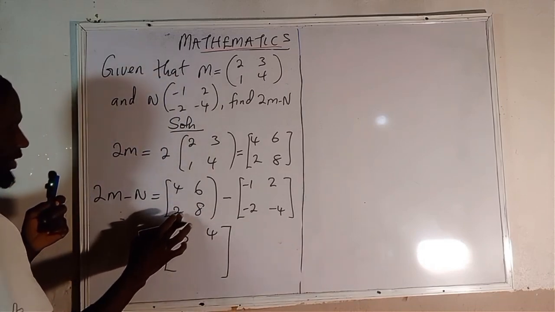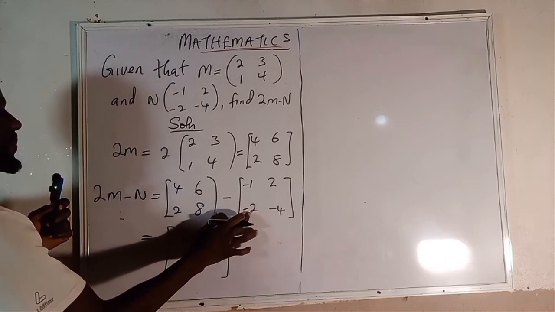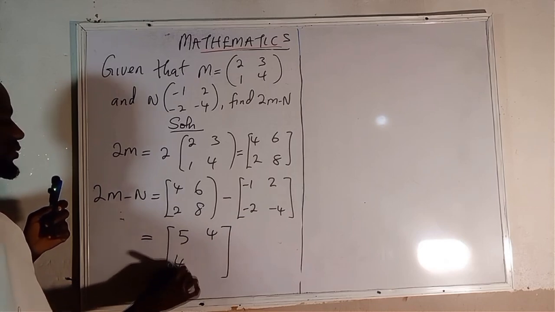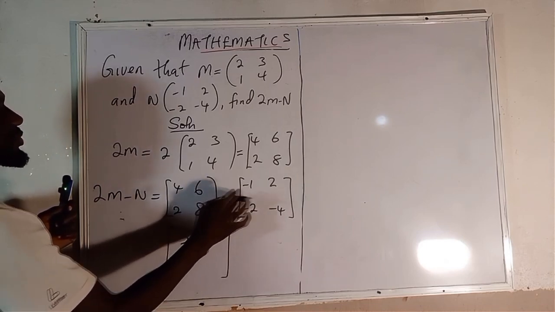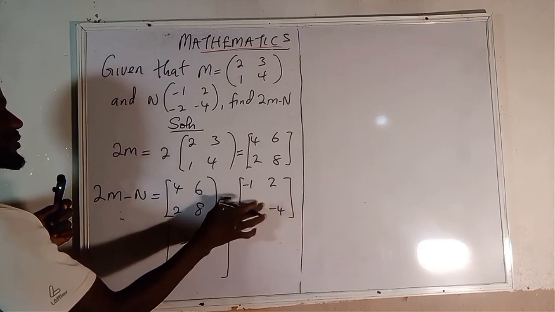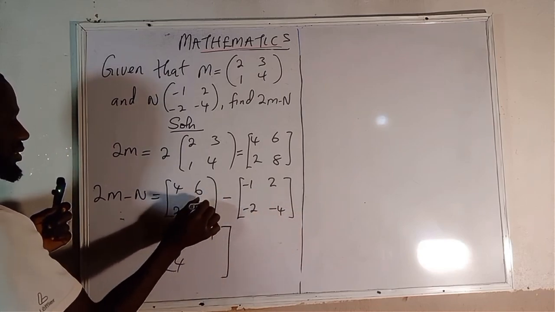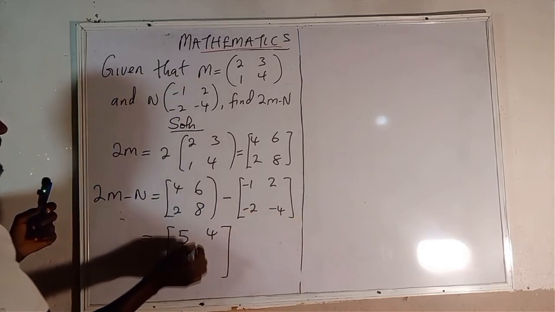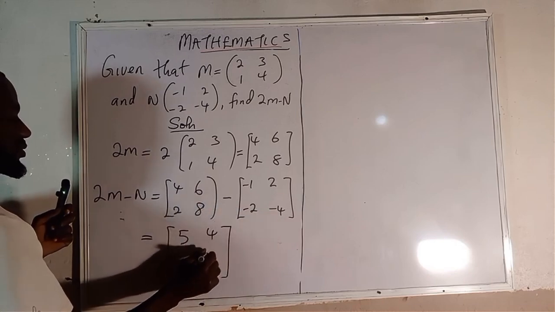Here we have 2 minus minus 2. The minuses will collide and turn to plus, so 4. That is 8 minus minus 4. The minuses collide, here will be plus, that is here will be 12. 8 plus 4 is equal to 12.